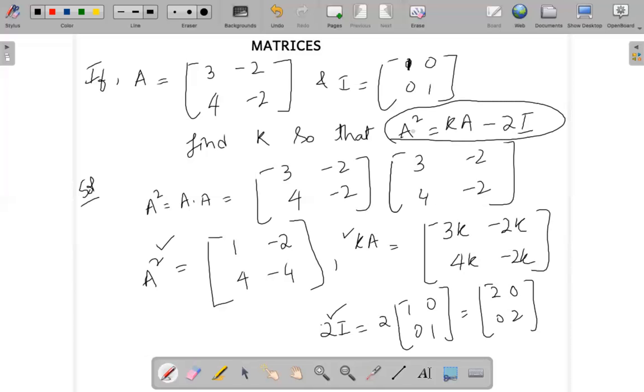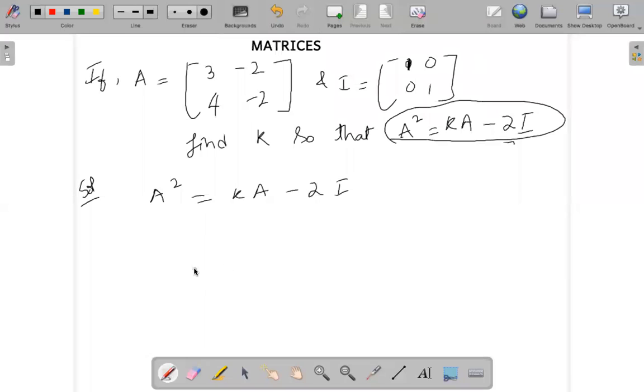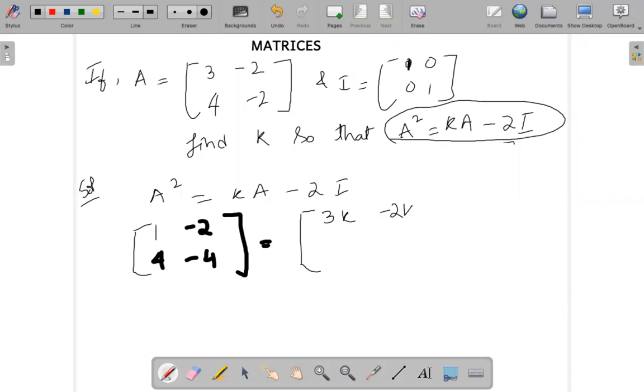So let us put that. A squared, which we found as 1, minus 2, 4, minus 4. And kA will be 3k, minus 2k, 4k, minus 2k. And this is minus 2, 0, 0, 2.